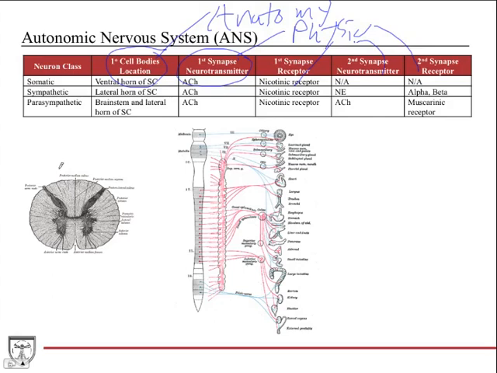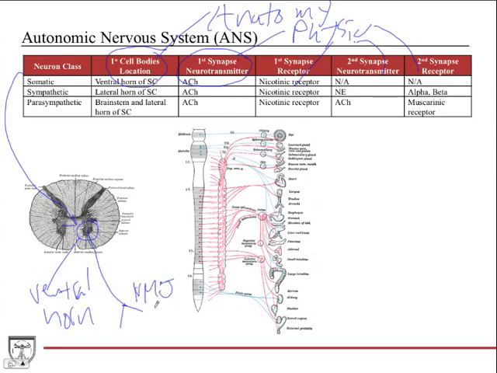So we got the somatic nervous system first. Here's your cross section of the spinal cord. Here's your ventral horn, and this is where your somatic is. As we talked about in the last lecture, these are going to come out like this, and they're going to synapse directly onto the neuromuscular junction. You got your skeletal muscle like this, directly on. Acetylcholine is the neurotransmitter, nicotinic receptor. There's no second neuron in the somatic nervous system. It's just a single neuron coming out here. So there's no second neurotransmitter and no second receptor.